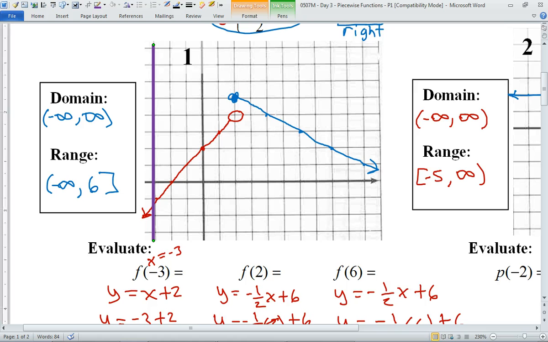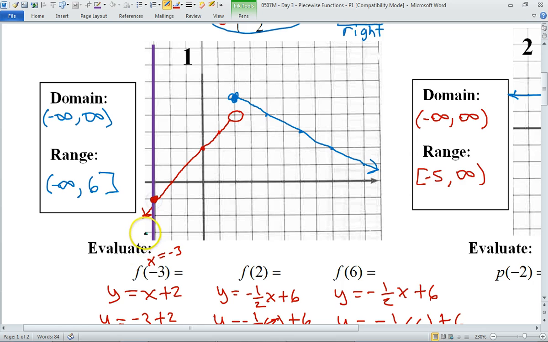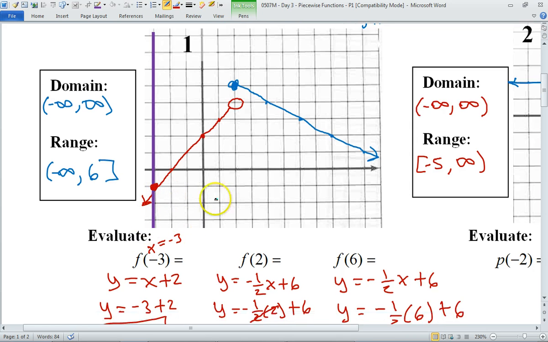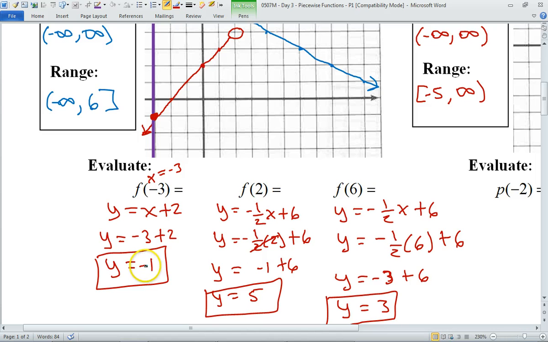Okay, look at that purple line I just drew at -3. Wherever that vertical line touches my graph, that's the answer. Okay? Now, can you see where this vertical line touches my graph? It touches at -1. I guess I didn't draw it real precisely. But yeah, it touches right here at -1. Okay? That's why the answer is y equals -1.